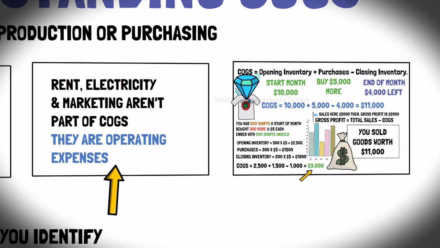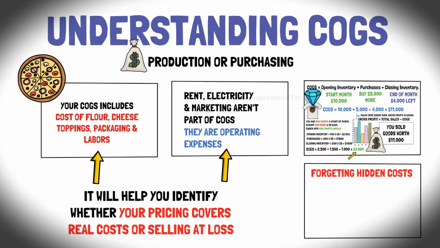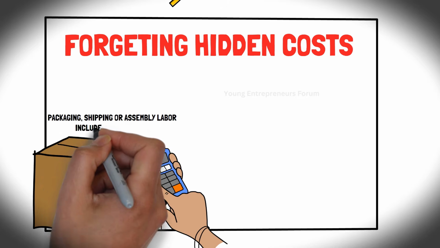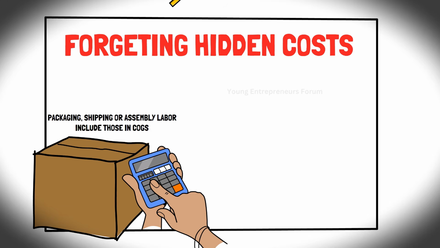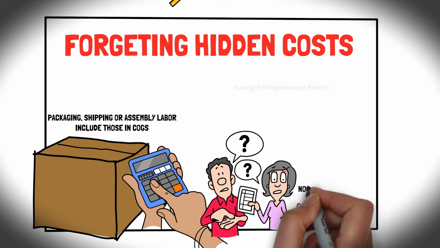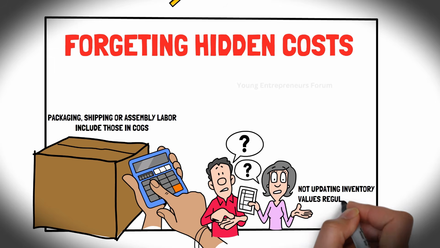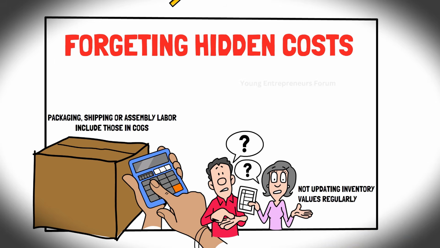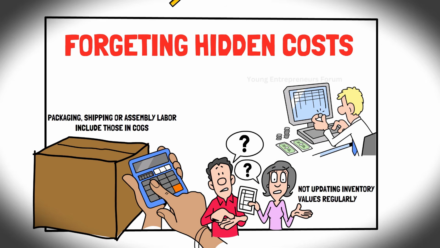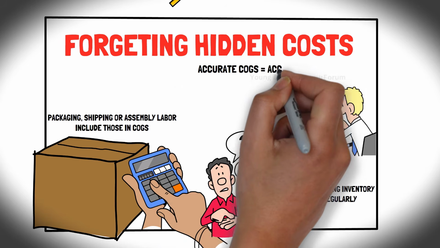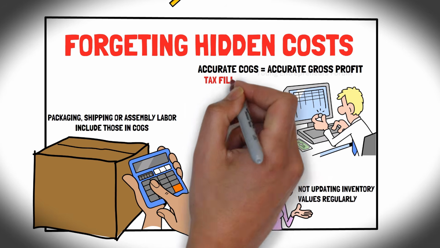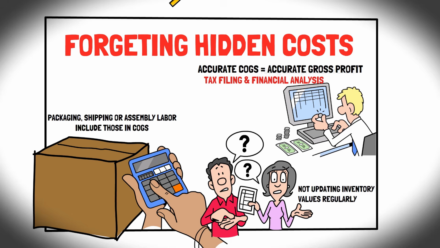Many business owners make one big mistake. They forget hidden costs. If your product requires packaging, shipping, or assembly labor, include those in cost of goods sold. Ignoring them gives a false sense of profit. Another mistake is not updating inventory values regularly. Prices change, and your inventory value must reflect that. Use accounting software or spreadsheets to keep track. Accurate cost of goods sold ensures accurate gross profit, which then helps in tax filing and financial analysis.